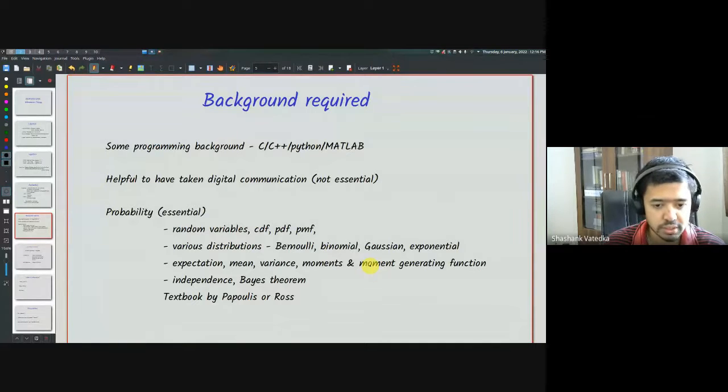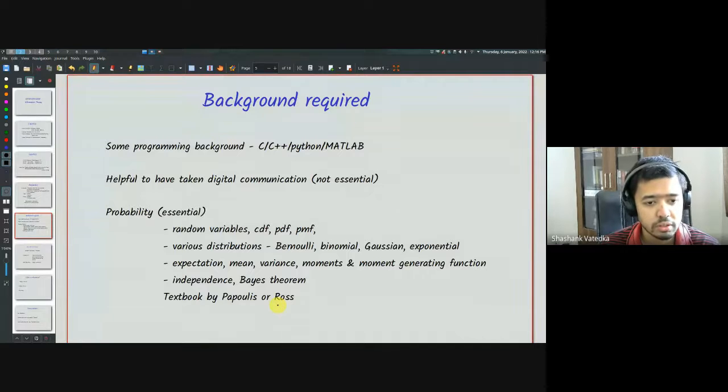You can use whatever textbook or lecture notes you had in your probability course, or these two textbooks are pretty good, by Papoulis or Sheldon Ross. Both are extremely good books, so it's always good to refresh these concepts. We will use a lot of probability in this course, so make sure that you revise those concepts. I will be introducing some basic concepts, but I will assume that you are fully comfortable with the concepts mentioned over here. Okay, so any questions?